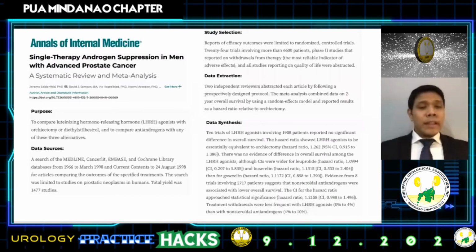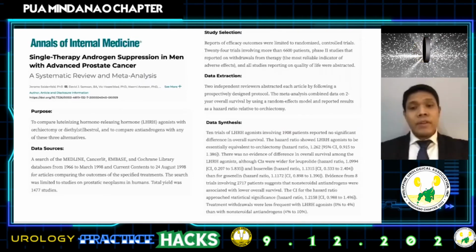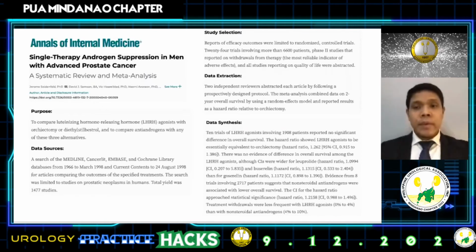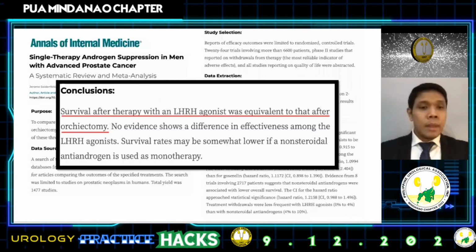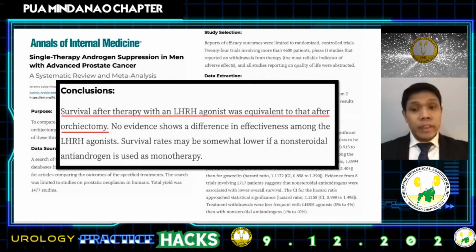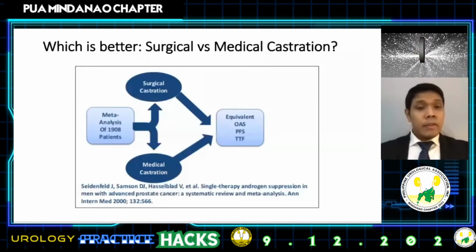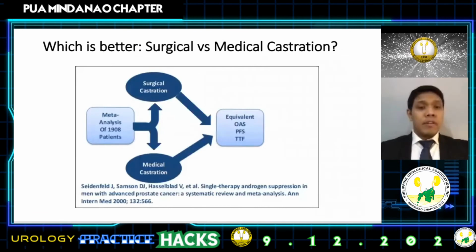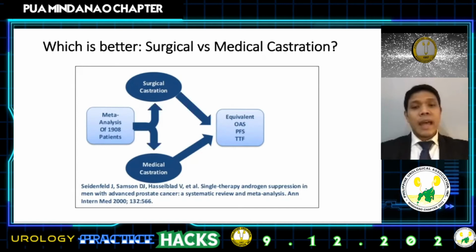So, in an important meta-analysis in the 2000s, Seidenfeld and his team studied a total of 1,900 patients. They compared surgical castration or orchiectomy with LHRH agonist injections, the ones that we use up to this day. With overall survival as the primary endpoint, they concluded that the two methods of castration had no difference. So they are equivalent in terms of overall survival and in other outcomes, including progression-free survival and time to treatment failure.